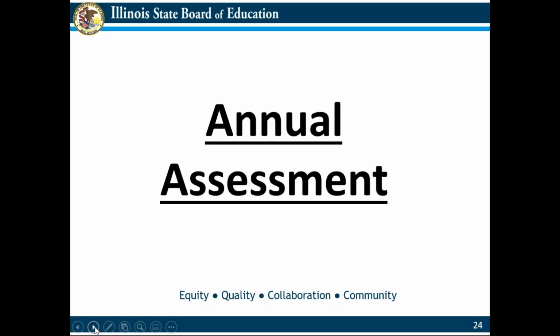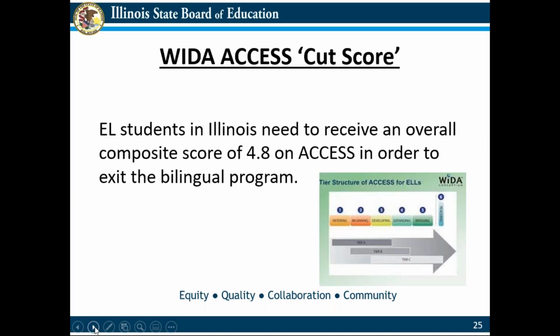Let's talk about the annual assessment of the ACCESS. As Sonia referred to earlier, we have certain cut scores that we look for when students qualify for EL services. We know that our students are required to have a 4.8 on the ACCESS in order to exit the ESL or bilingual program. If your students do not have a 4.8 in the overall composite score, they still must receive EL programming and services.